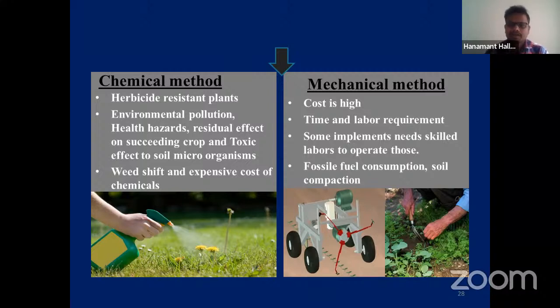Then mechanical methods. Mechanical method is, as I told, in recent age costlier. Then time and labor requirement, and some implements need skilled laborers to operate to attain the weed control. Then fossil fuel consumption and soil compaction. So these are the concerns with the mechanical methods of weed control.